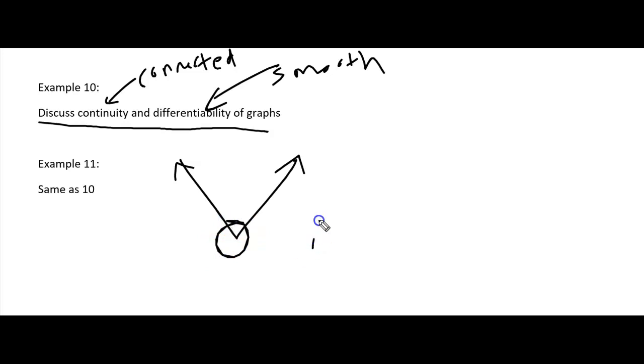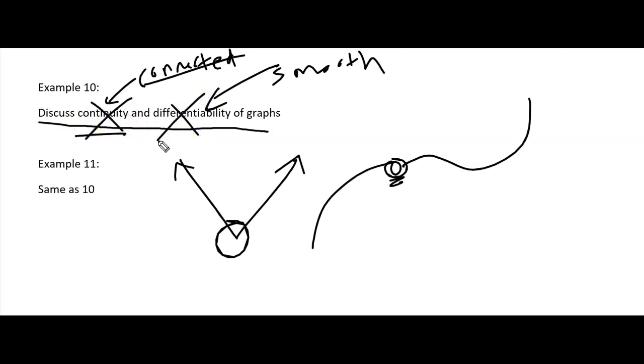Okay. Here's an example of a discontinuity. Because I've got a hole in my graph, those two pieces are not really connected. They have a gap between them. And so it's not continuous. And just so you guys know, if a function's not continuous, then it won't be differentiable either.